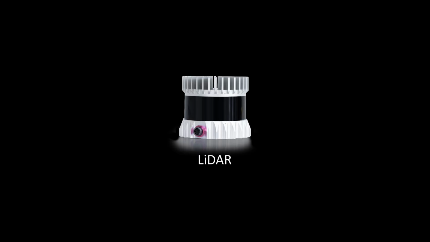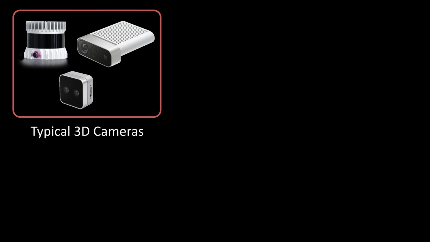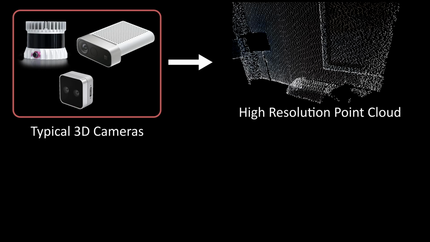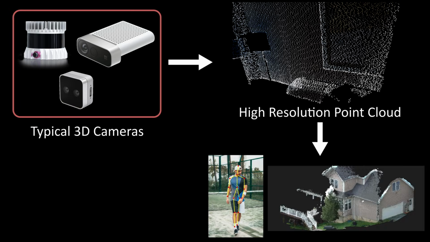3D cameras, such as LiDARs, are a key technology for 3D computer vision, being used in fields like robotics, augmented reality, and autonomous driving. Typical 3D cameras capture high-resolution 3D point clouds, which are fed into computer vision algorithms to do things like track human pose or map the environment in 3D.